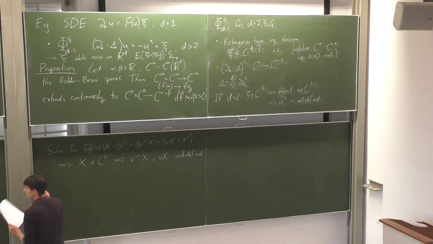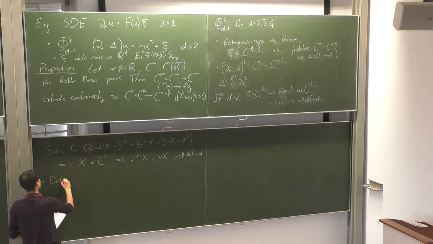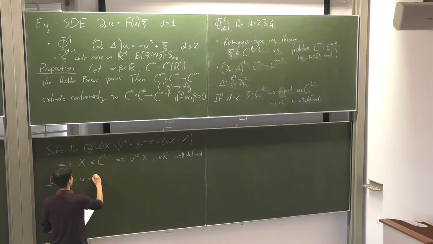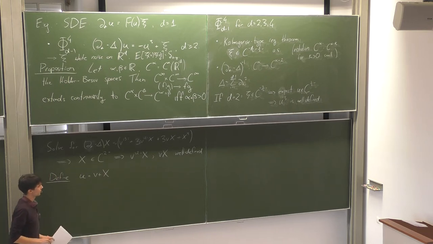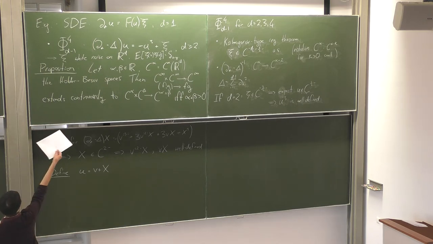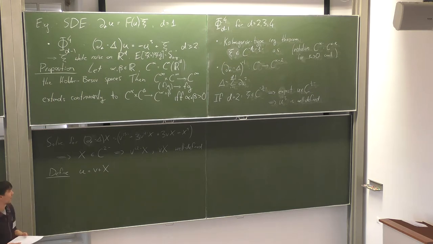And then to get back to our original equation, so back to our equation for u, what we do is we simply define the solution u to be equal to v plus x. And one might wonder, well, what does this definition actually really mean? Because okay, I've defined it through a limiting procedure. Does u actually, in any sort of sense, solve my original PDE that I wanted to start off with?